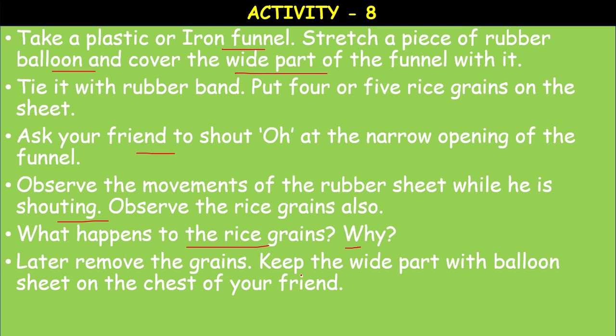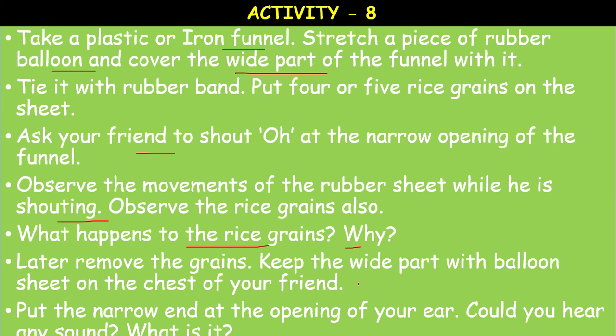Later remove the grains. Keep the wide part with the balloon sheet on the chest of your friend. Now put the narrow end at the opening of your ear and try to hear. Could you hear the sounds? What is it? Lub, tap, lub, tap. The sound of the heart. Isn't it? It acts like a stethoscope, isn't it?